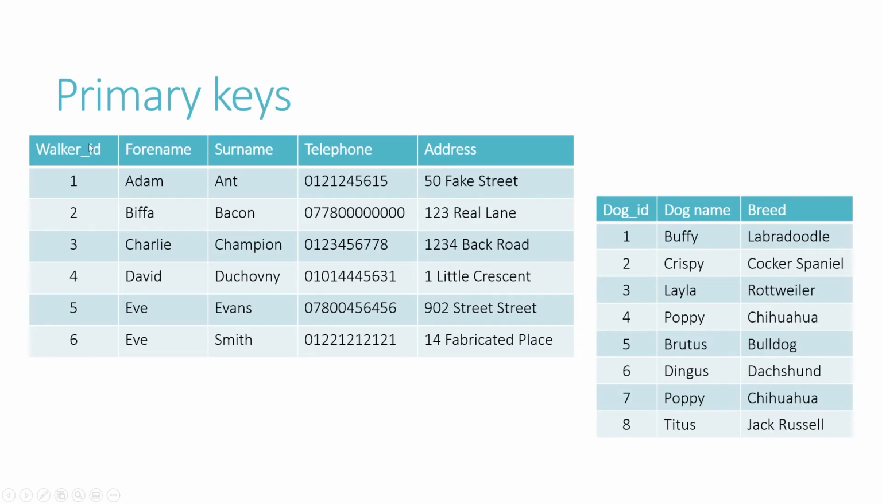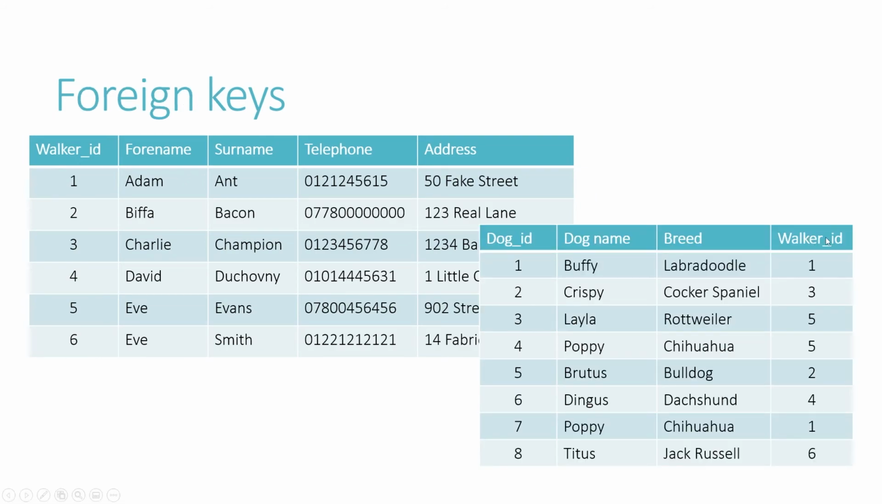Here we have some primary keys. Now, when we're talking about Eve and Eve, we can know which one we're talking about using the primary key, the walker ID in this case. Likewise with the dogs, we have an ID, a primary key. This uniquely identifies each dog. So now when talking about Poppy the Chihuahua, we know exactly which one because we will refer to the primary key. So how do we relate a dog walker to a dog? That's where the foreign key comes in.